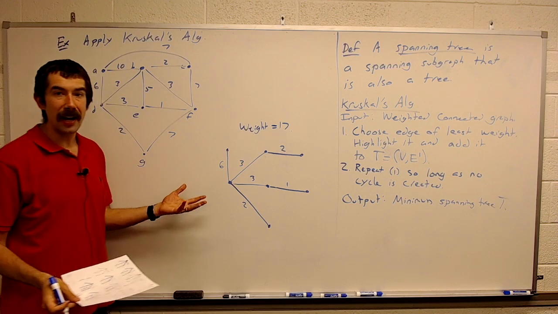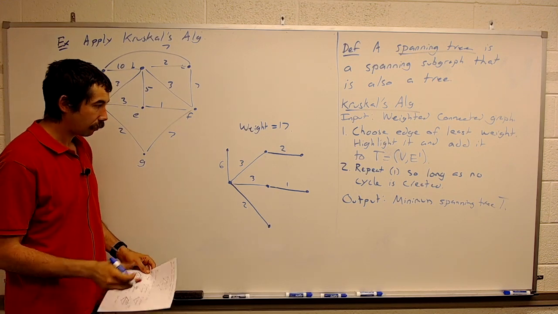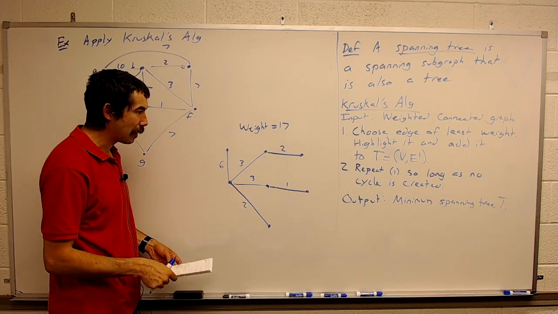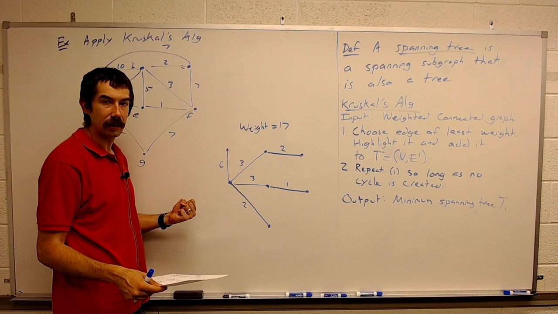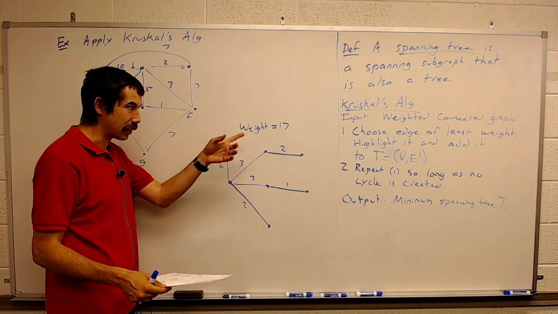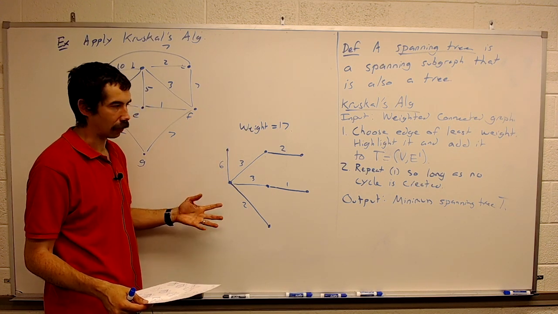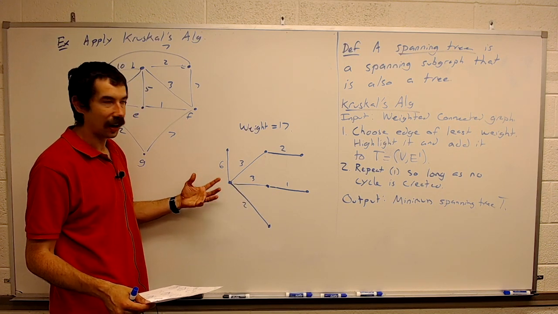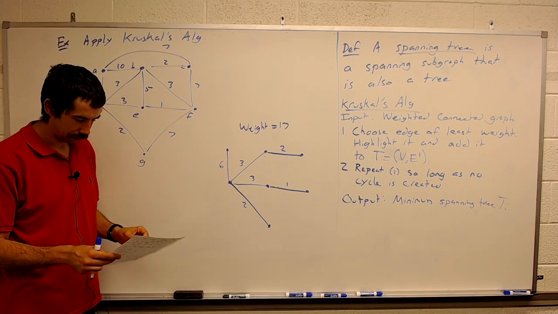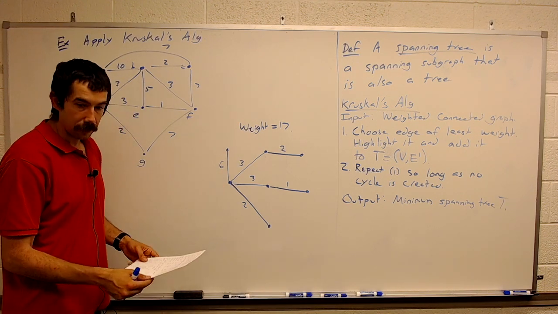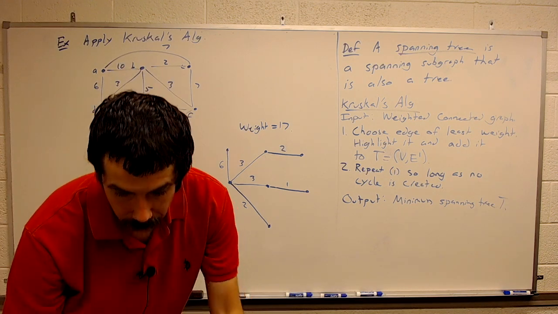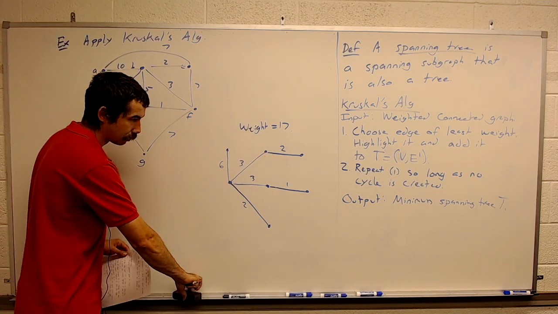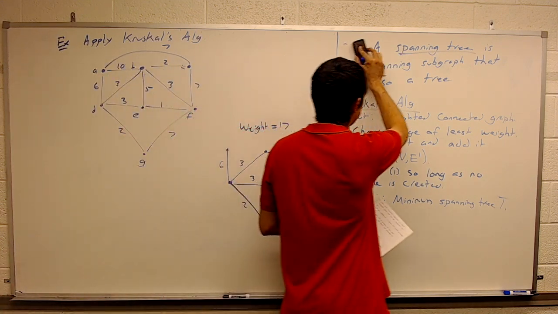All right, so you could imagine if these were a bunch of desks in an office that had to be connected by cable to some central hub, 17 units is the cheapest we could do it. Okay, so if we have to connect all of the vertices to some network, 17 would be the cheapest we could possibly do. Okay, let's now talk about the next algorithm for finding spanning trees, which is Prim's algorithm.